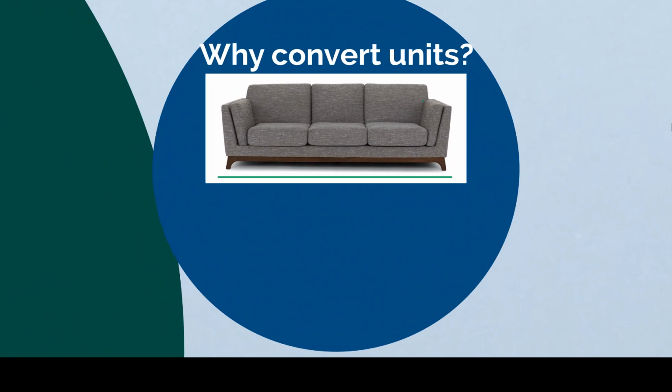Let's take an example of this couch. I could talk about this couch as being 152 centimeters long, or 0.00097 miles long, or 60 inches long. All of these are accurate, they're correct measurements of the couch, but none of them really make a lot of sense to me. I don't normally measure furniture in centimeters.